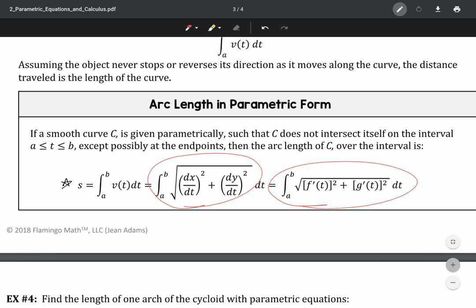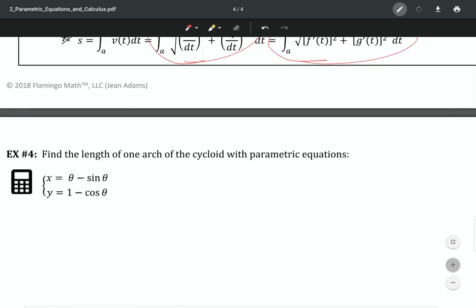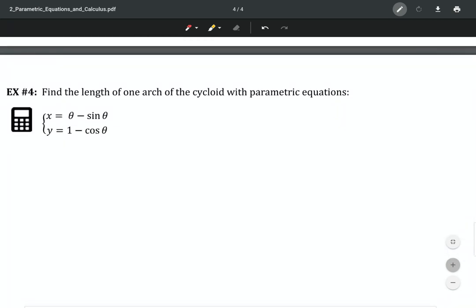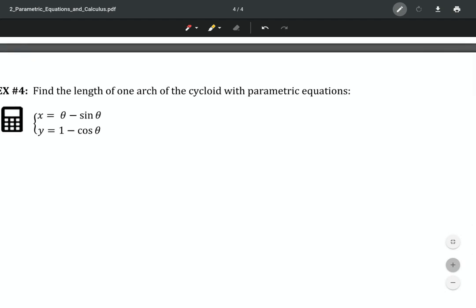Okay, so here's what we're going to do. We're going to use example 4. On this one right here, we want to figure out the length of one arc of the, I don't even know how to say that, cycloid, I think. All right, and according to my book, because I did not know that, one arc is usually between 0 and 2 pi.